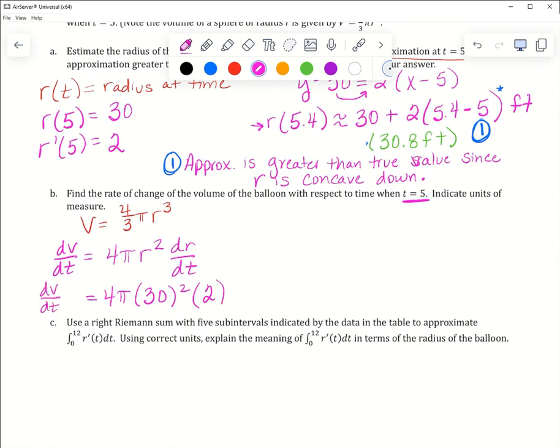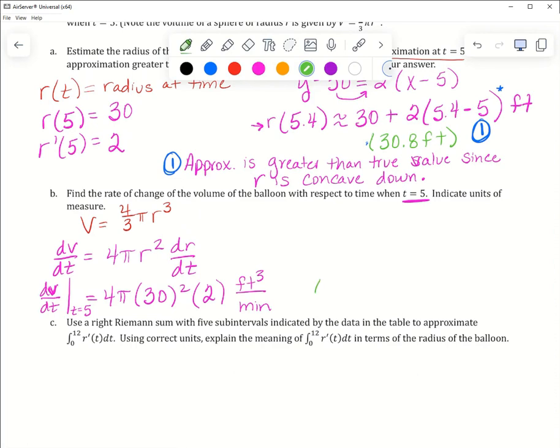Now, here's where a couple things. I'm done. I would stop right there because once again, I get full credit for that. If that's going to be my final answer, I have to write dv dt evaluated at t equals 5. That is so important that you have that notation. And then I would put feet. What are the units of measure? Well, what is volume measured in? That would be feet cubed. And what is the time measurement in this problem? Minutes. So it would be feet cubed per minute.